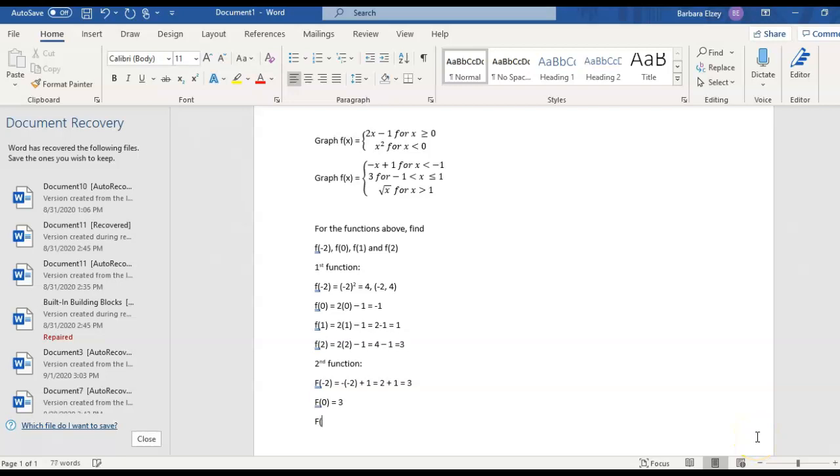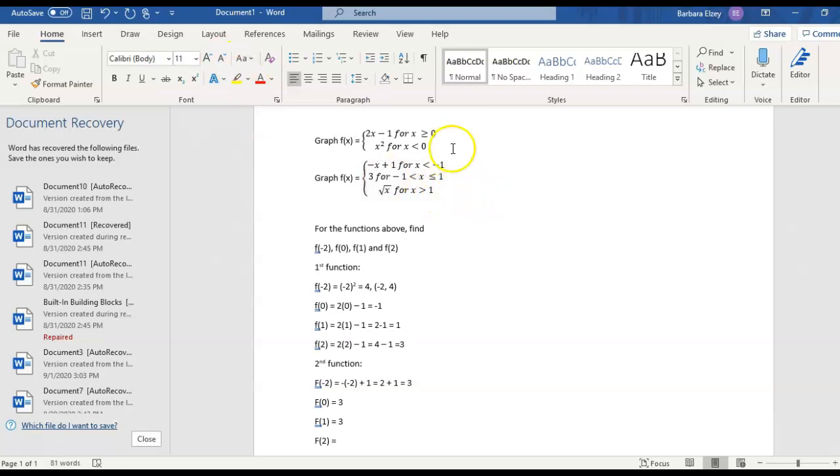Well, let's find f of 1. All right, so 1 is certainly not less than -1. 1, is it between -1 and 1? But let's notice this also means equal to 1 as well. So 1 is equal to 1, so it's in this middle piece. Notice it's not greater than 1, so we're not going to choose that piece. But because of that equal sign, 1 is equal to 1, we're going to choose this piece, which is 3 again.